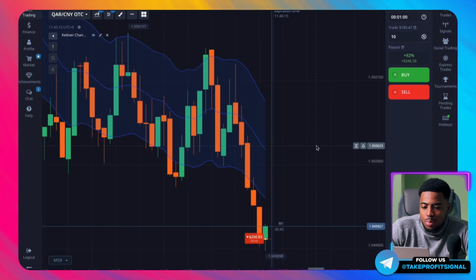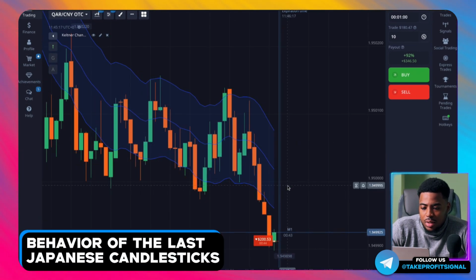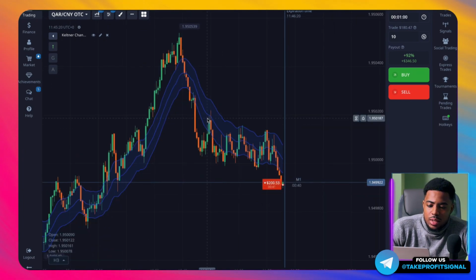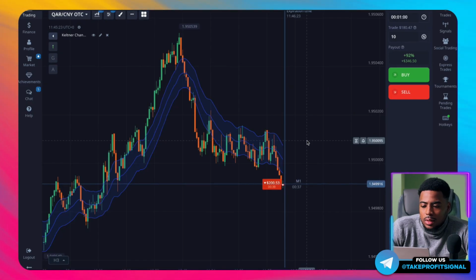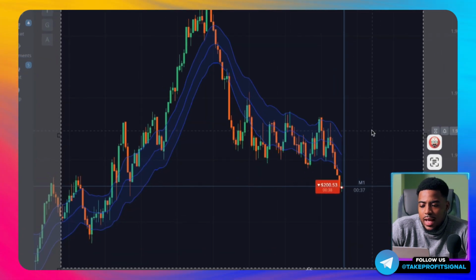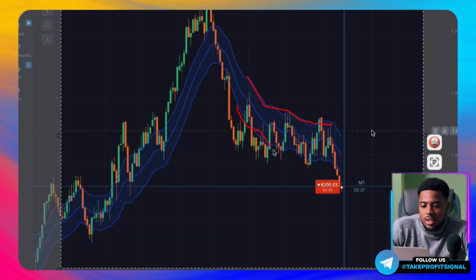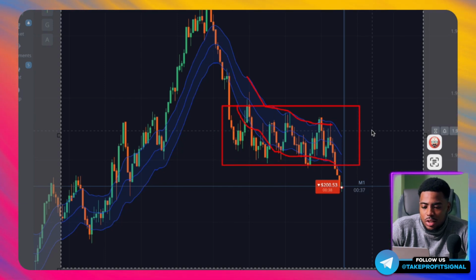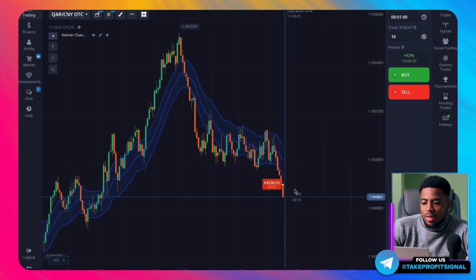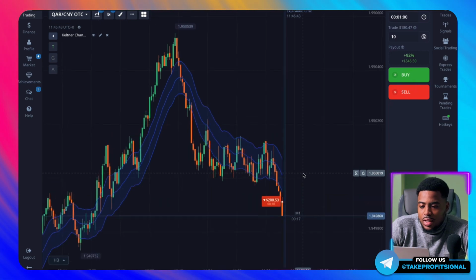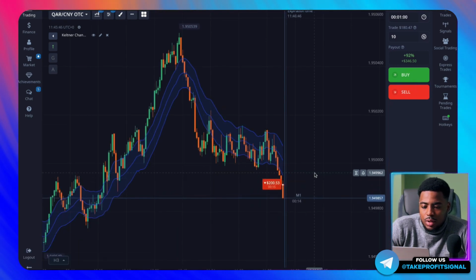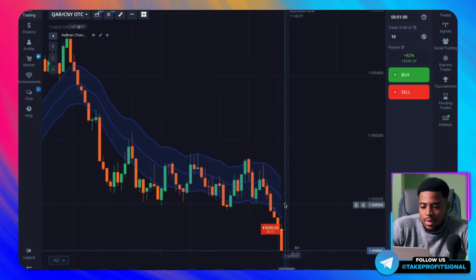All our analysis should be based on the behavior of the last Japanese candles. Since we are trend trading, what do we need to know? The Keltner Channel shows us, in essence, the normal range of motion of the chart. This range has some upper boundary and some lower boundary, and anything that we have near this range is basically a sideways movement or a normal movement with average volatility. We need high volatility in order to make confident trades, and we get high volatility when we have a trend in the market, as in this case.